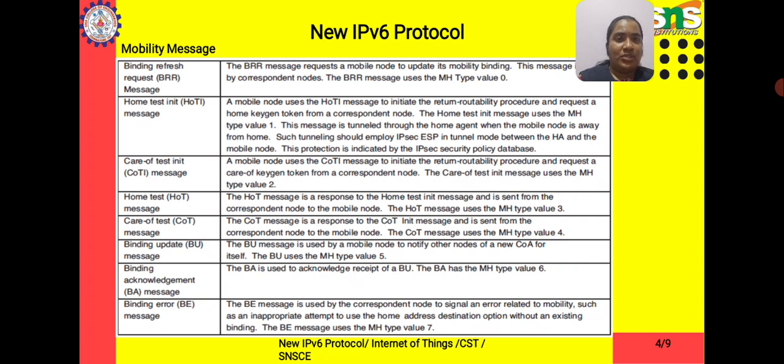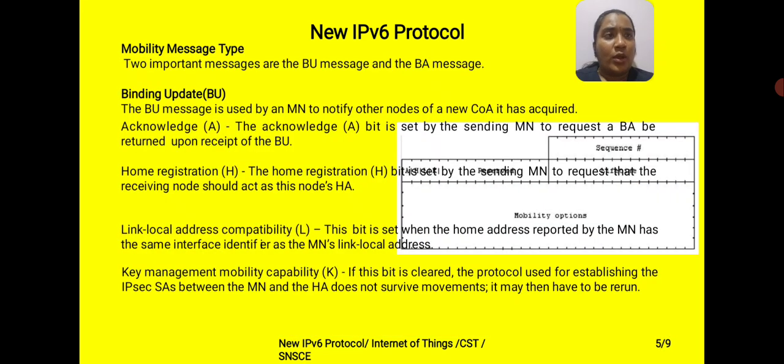Binding update message: this message is used to notify other nodes of a new care-of address. BU uses MH type value 5. Binding acknowledgement message: BA is used to acknowledge the reception of a BU. The BA has MH type value 6. Binding error message is used by the corresponding node to signal an error related to mobility, such as an inappropriate binding. Among the mobility message types, two important messages are the BU and BA messages.